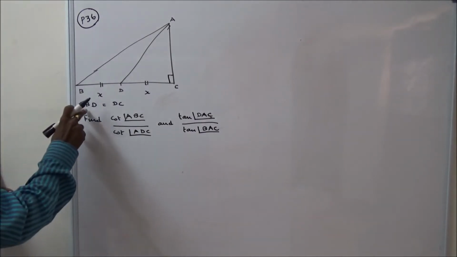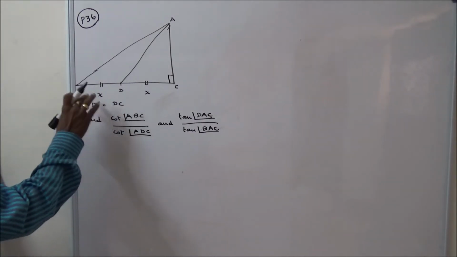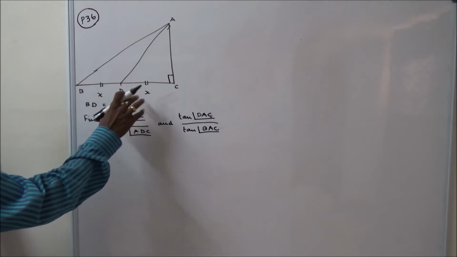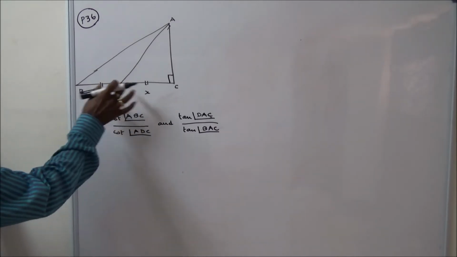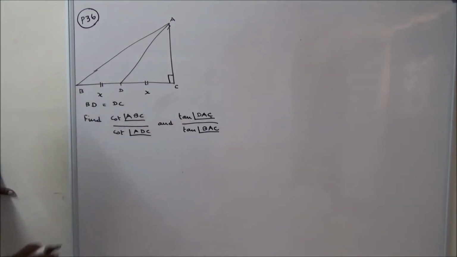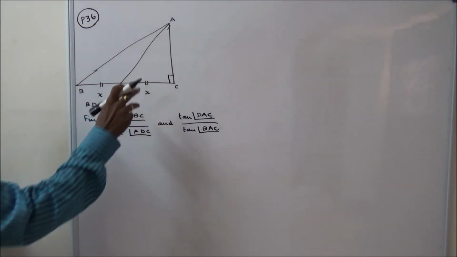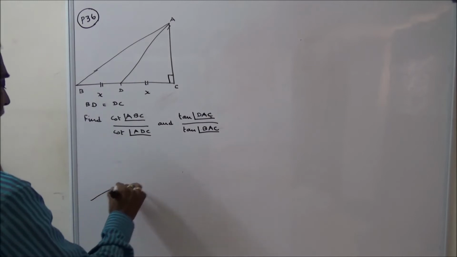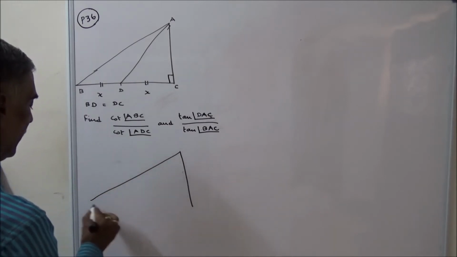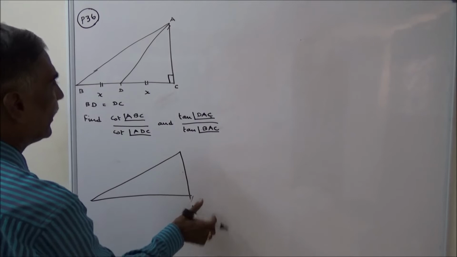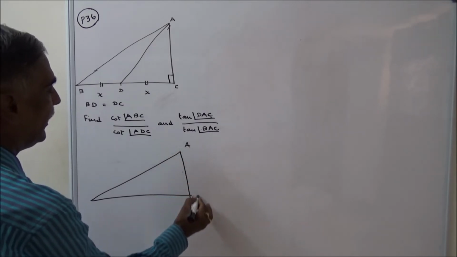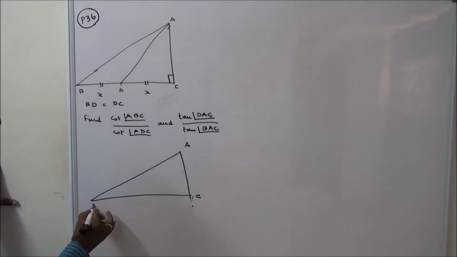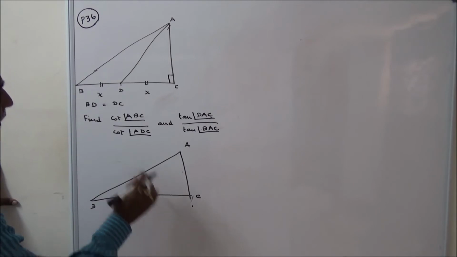Here BD is equal to DC. Let BD is equal to x. I can write DC is equal to x. Both are equal. And therefore this is x, this is x. This figure consists of two right-angled triangles. This is the first triangle. This is A, C, B. This length is 2x. This is x plus x.